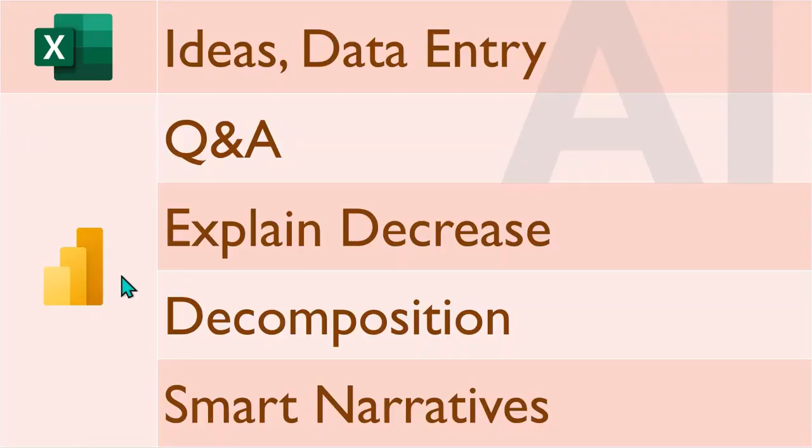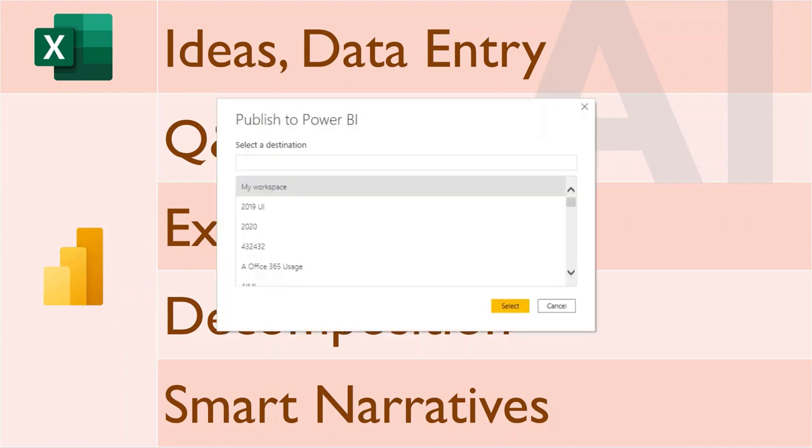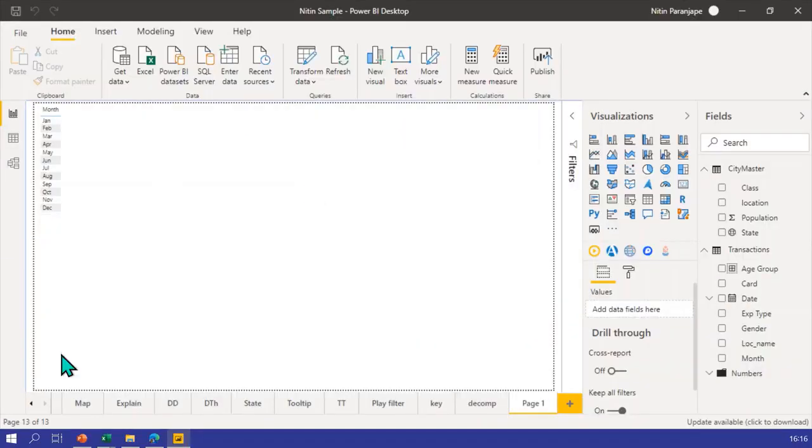Now I'm going to talk about things which are available only in Power BI and not available in Excel. So let's go to the same dashboard which we have. Here I'm publishing it. I choose a workspace and publish, and you will get the quick insights link that I'm not going to show now. So now I have created a dashboard here.